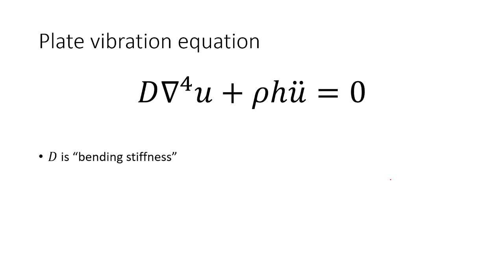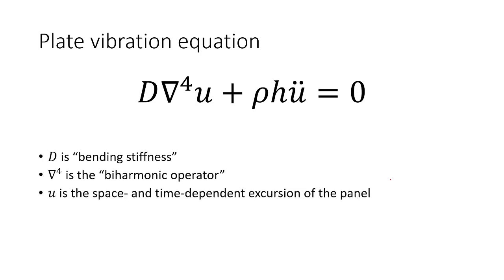So that refers to how difficult it is to bend your panel. Del to the fourth is called the biharmonic operator. U is the space and time dependent excursion of the panel. So if I define U at a certain point in space, x and y, that's going to be a single point on the panel which moves up and down. So U can be a distributed function to represent the entire motion of the panel. So it would be in terms of x, y, and t.